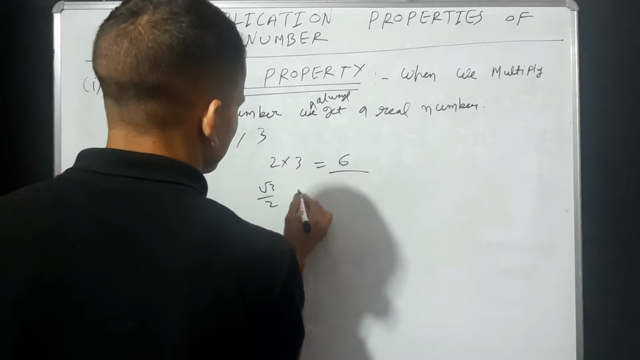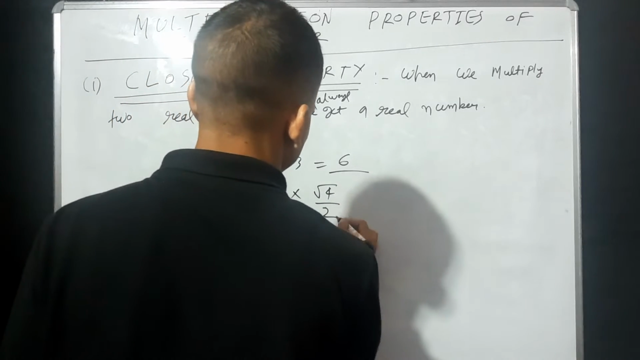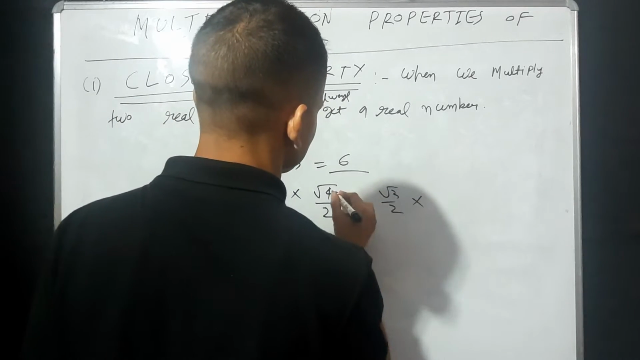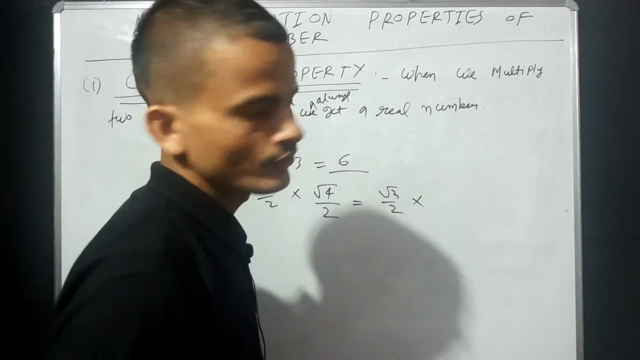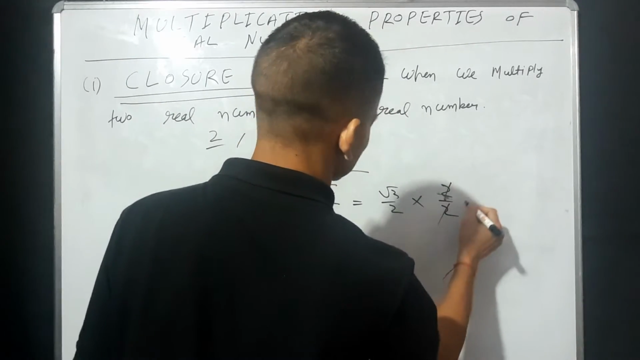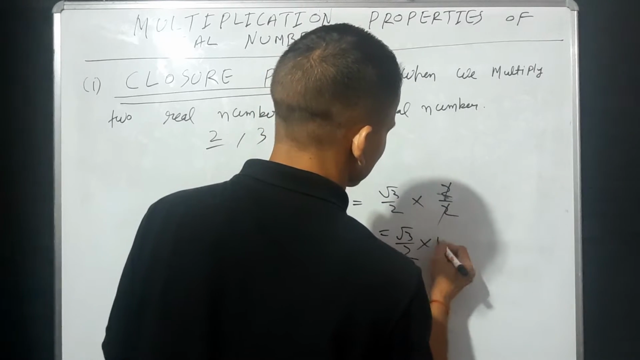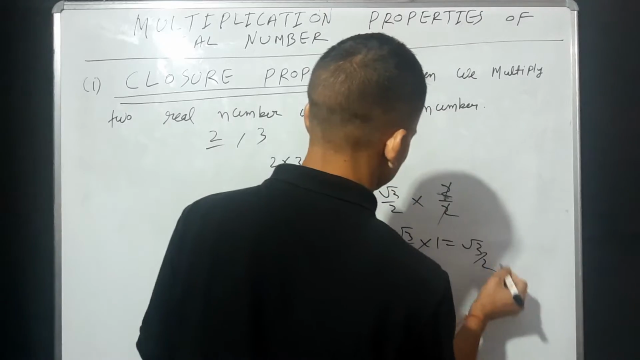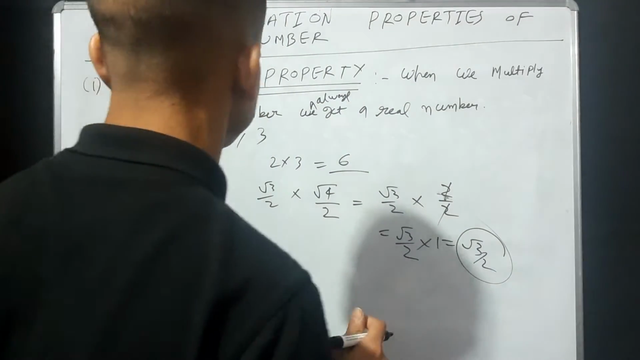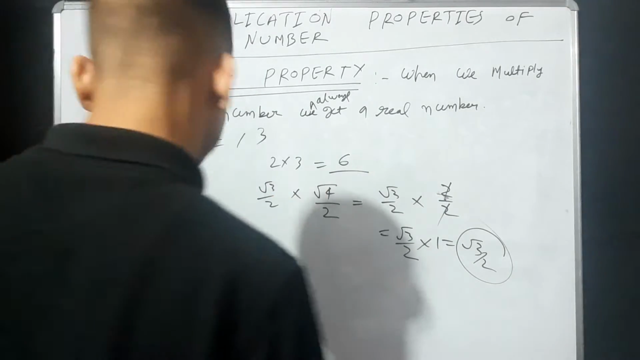Now we can also take root 3 by 2 and root 4 by 2. The square root of 4 is 2, which means 2 by 2 is equal to 1. So root 3 by 2 into 1 is equal to root 3 by 2. So root 3 by 2 is also a real number. So this is the closure property of real numbers.